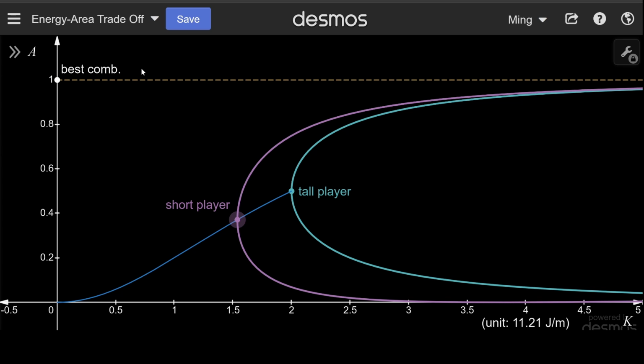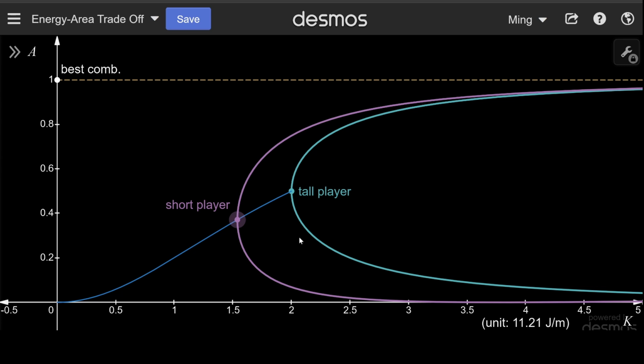This means the best possible combination corresponds to the point 0, 1. The energy is 0 and the area is 100%. The closer to this best combination, the better. And clearly we can see there are points on the shorter player's curve that are closer to the best combination than those on the taller player's curve.